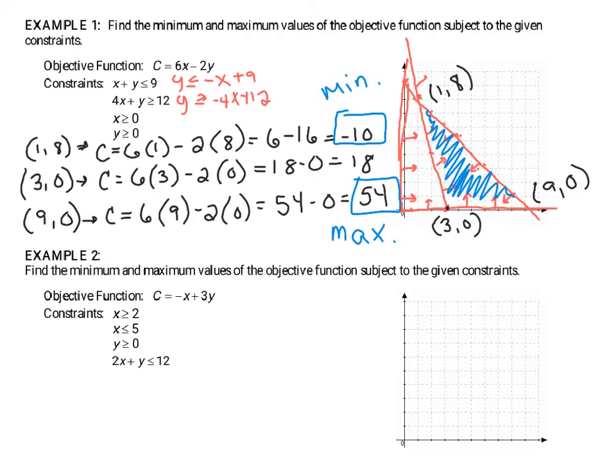So you're first going to take the constraints, you're going to graph all of them onto your graph, including the shaded region. Then you're going to identify the points that kind of contain your shaded region, and you're going to plug each of those points into the objective function. Then you're going to take the smallest value, that'll be your minimum, the largest value is your maximum.